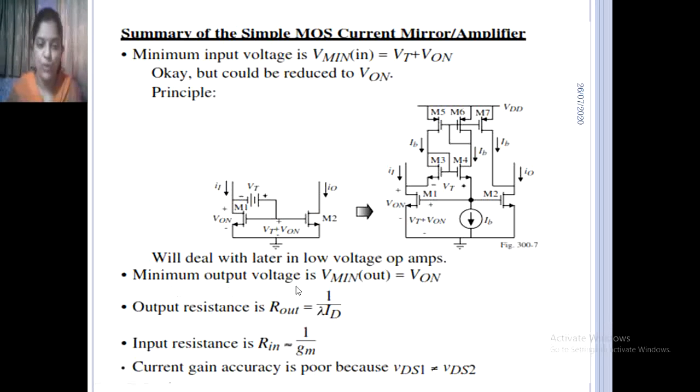The minimum output voltage is V min out equal to V on. The output resistance is R out equal to 1 upon lambda ID, which we have already seen. The input resistance is nearly equal to the reciprocal of the transconductance. Current gain accuracy is poor because the two transistors are not perfectly matched, so VDS1 is not equal to VDS2.